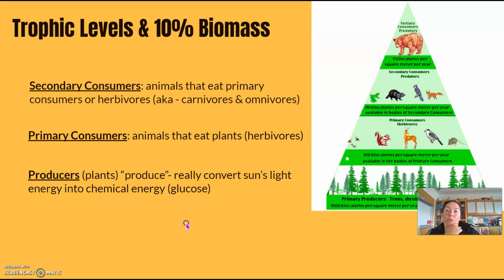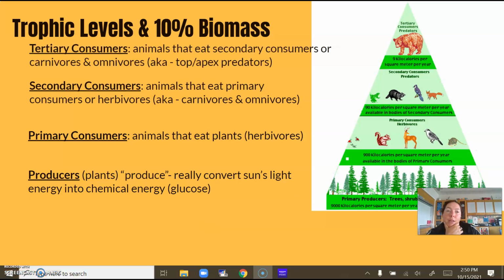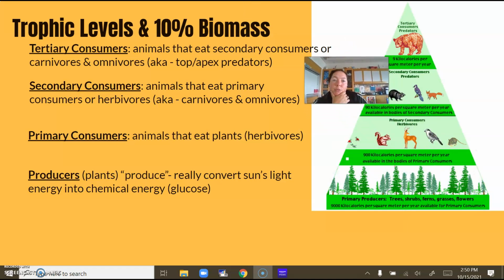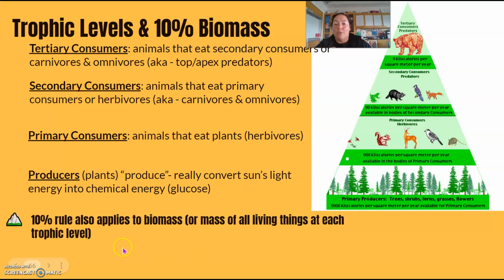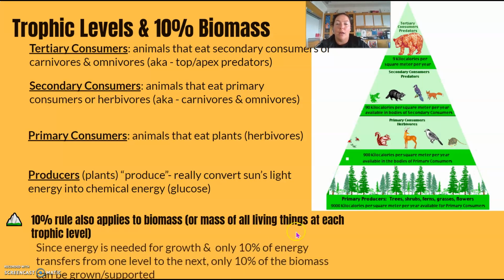The same thing happens when we talk about biomass, right? So you probably recognize producers, consumers. Primary consumers are herbivores, secondary consumers are carnivores and omnivores, and then tertiary consumers are top or apex predators. They exist in ecosystems at a set amount based on the amount of available energy, based on the amount of biomass that's available at that primary producer level. So you can measure the amount of energy in kilocalories, or the amount of biomass in grams. The 10% rule applies no matter how you're looking at that trophic energy level.